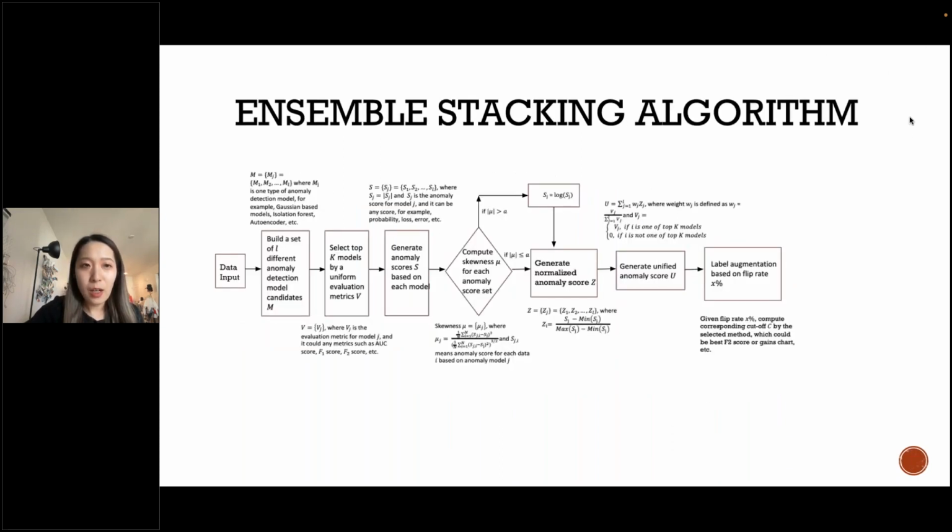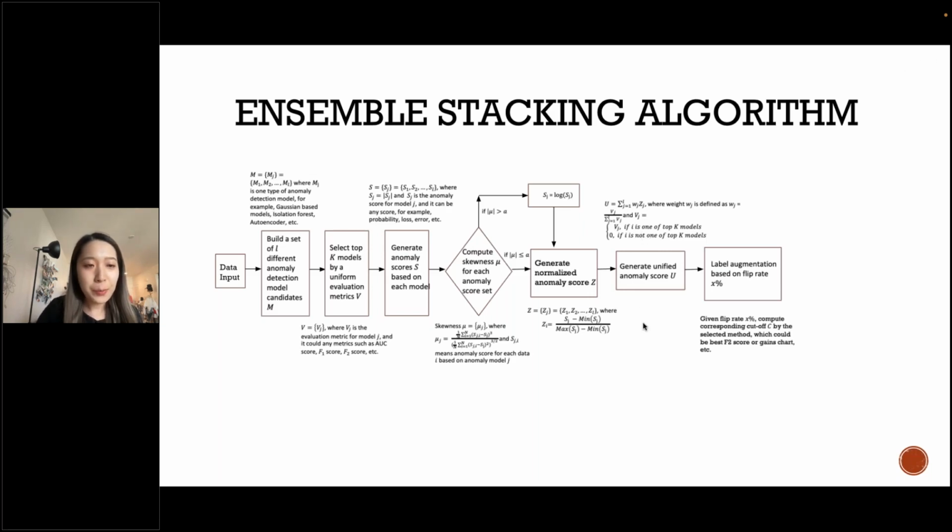Here is the actual ensemble stacking algorithm I used for my system. As I mentioned before, we feed the system with transaction level events, and then we build L different anomaly detection models. I call it a set M, which contains L different anomaly detection models. It can be many different models: Gaussian based, isolation forest, or any other types of anomaly detection model. Because we are building different individual models, the pre-processing step can vary based on the model. For example, feature selection or dimension reduction can be applied if needed.